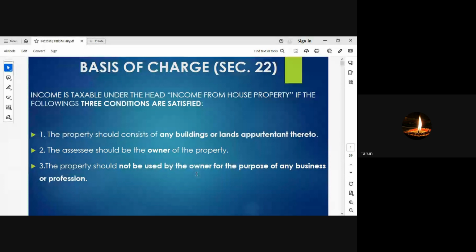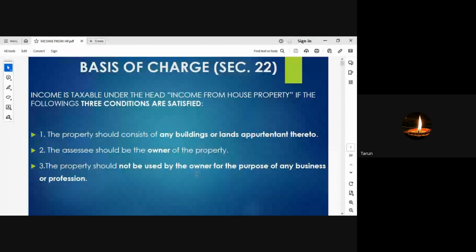When it comes to income from house property, it comes under section 22. It might be asked in multiple choice questions which section covers the calculation of income from house property. Different sections will be given in the options, so you have to choose the correct one. This is section 22.